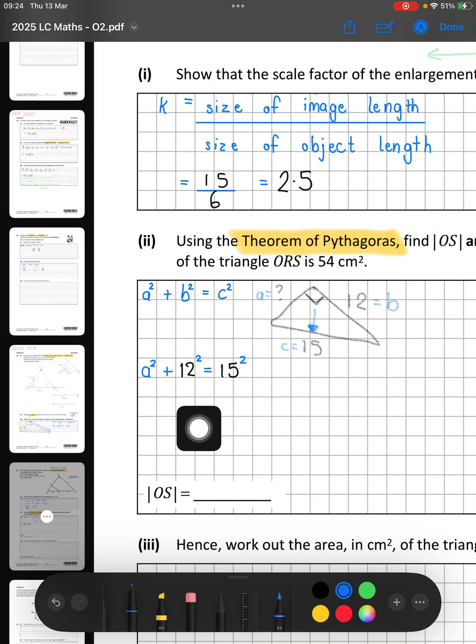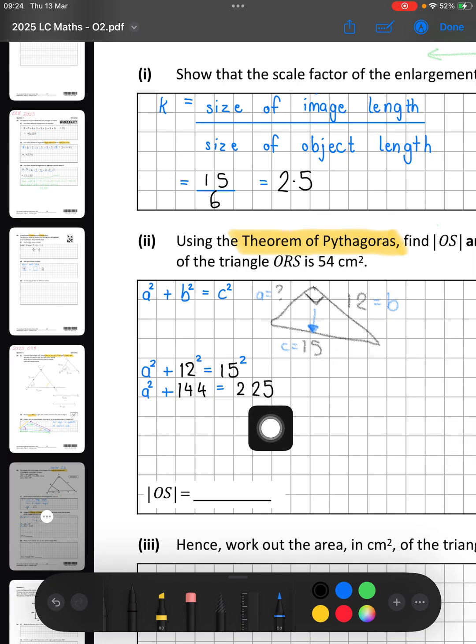So if we go through this, it's a squared plus 144 equals 225. Once we've gotten our marks for subbing it in, then we just need to find what a is. So fully simplify both sides before I start rearranging. So 12 squared, I'm going to get 144. And then equals, and 15 squared is 225.